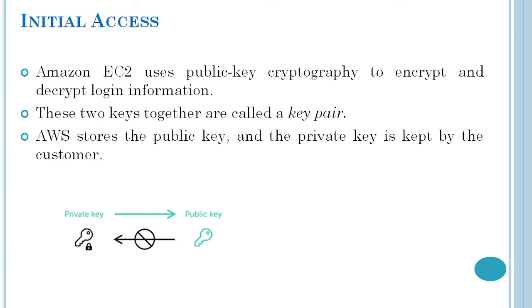These two keys together are called a key pair. Key pairs can be created through the AWS Management Console, CLI or API, or the customers can upload their own keys also. AWS stores the public key and the private key is kept with the customer. The private key is essential to acquire secure access to the instance for the first time.